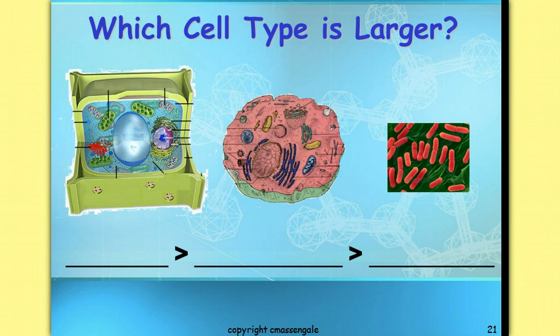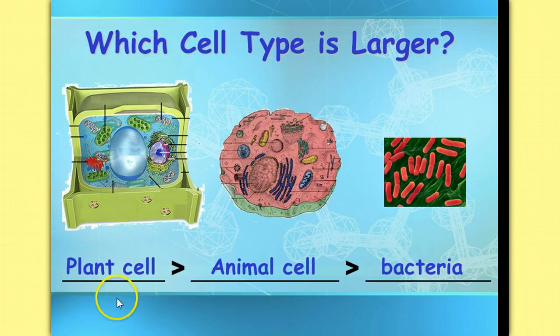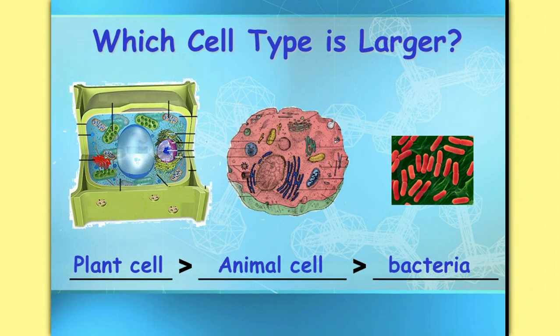So which type of cell is actually larger? Well, plant cells are the biggest. They are larger than animal cells. And animal cells are larger than bacteria. So, oops. Didn't mean to shift that too far. Sorry, people. Mrs. Lauren's having issues.